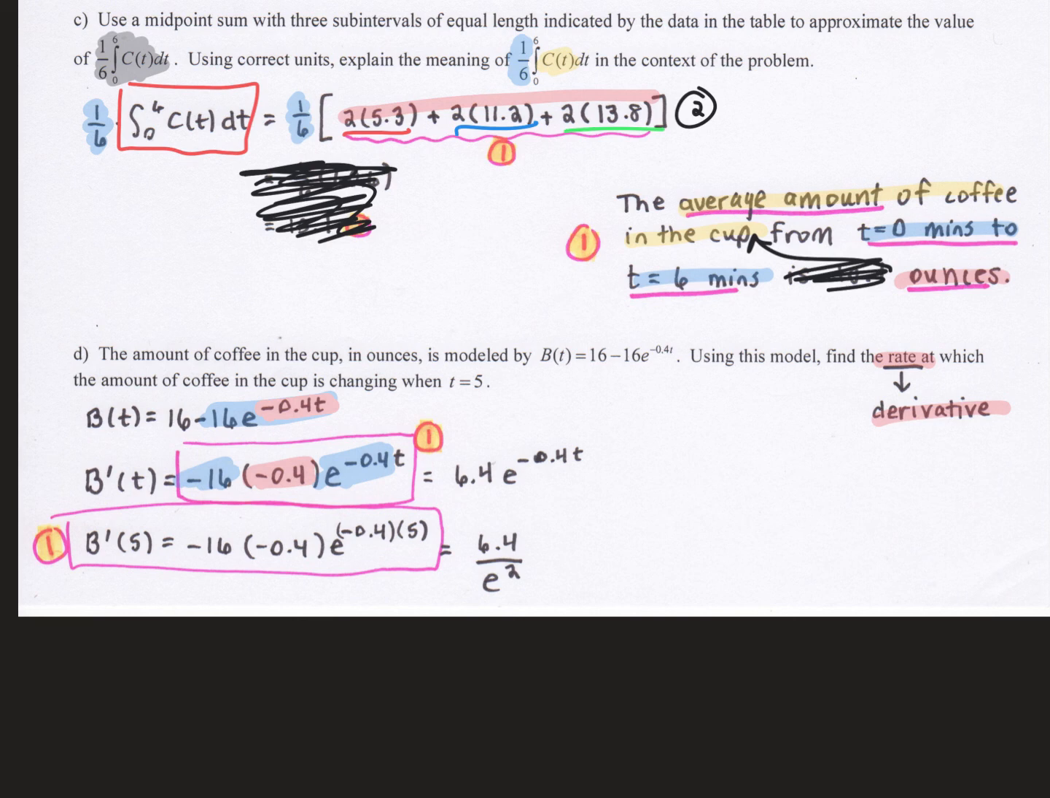I'm asked what this rate is at t equals 5, so I just replace the t with a 5. And again, you don't have to do any of these calculations. I would totally advise just leaving it as I have boxed right here, and then you would earn that 9th point.